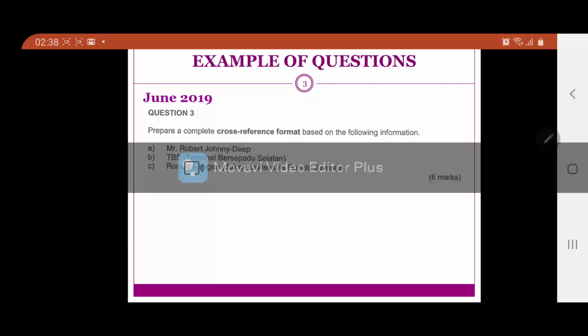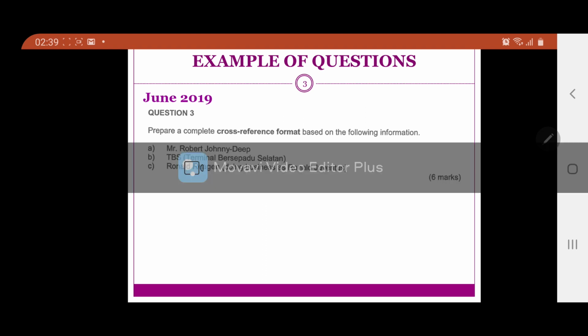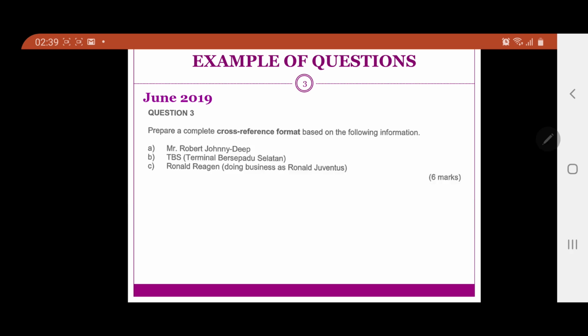Okay, my dear students, before I go further on the first reason why we need to use cross-reference, which is unusual names, let's have a look at the type or format of the questions that can be asked for cross-reference. This is from June 2019, question number 3. Prepare a complete cross-reference format based on the following information.